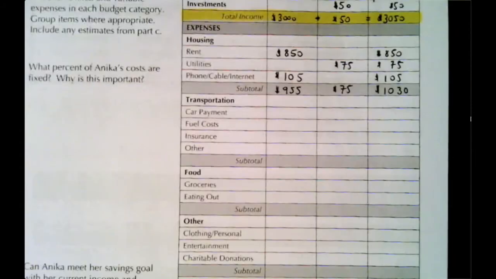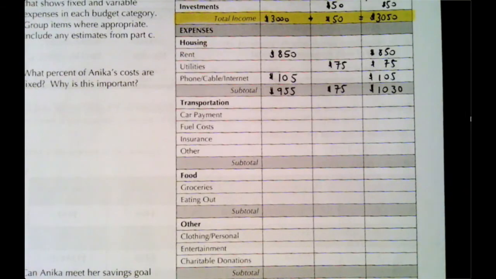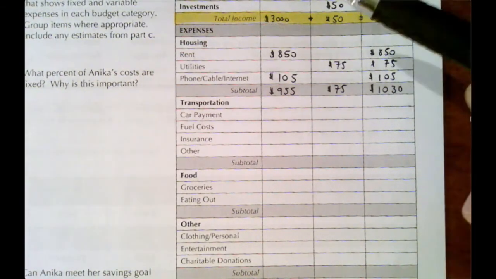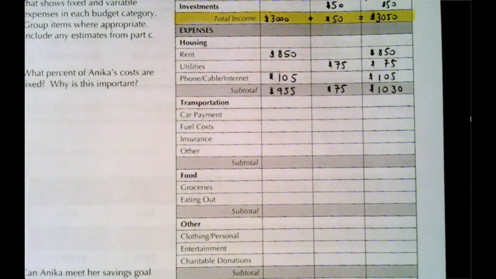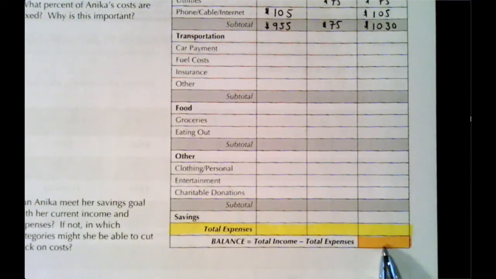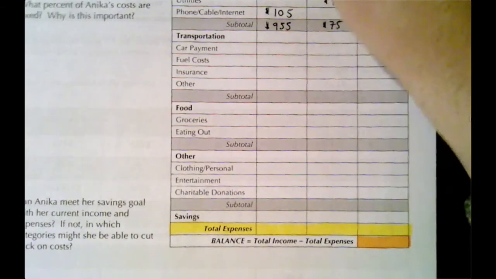So I'm going to leave the transportation, the food, and the other for you. Take the numbers off the previous page, plug them into the table. At the very end, come up with a grand total for your expenses. Subtract and see if Annika is going to meet her savings goal, and if she's not, we're going to make some adjustments. So there's a couple questions I want you to try as well.